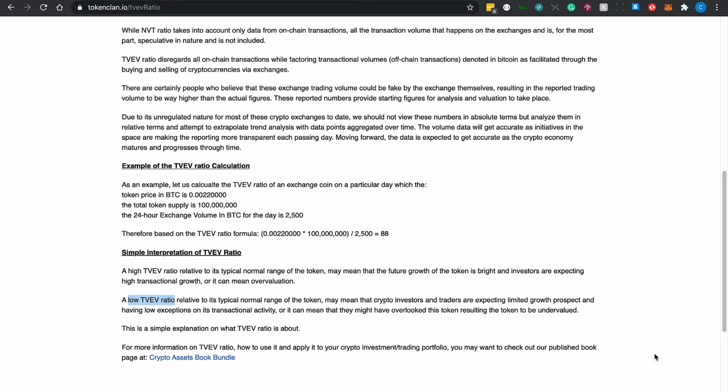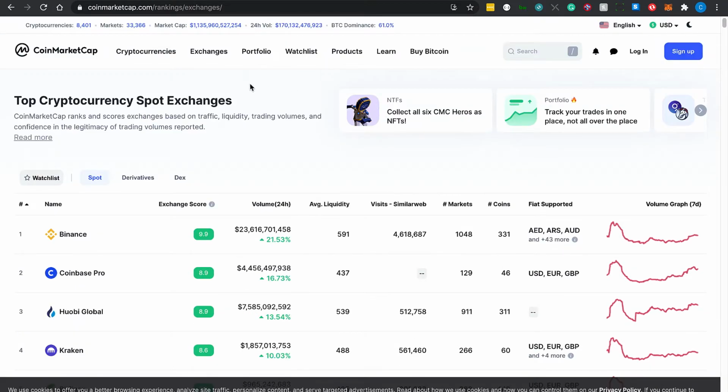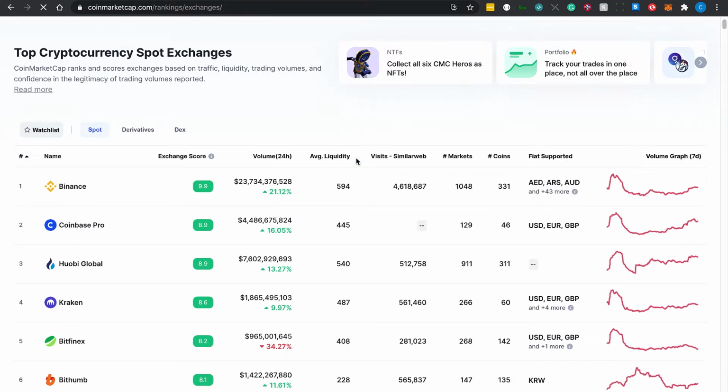This groundwork research is essential to understand more about these crypto exchanges, rather than just diving straight into the numbers and figures. So once you have a good knowledge of these centralized crypto exchanges, you can start to look into their TVEV ratios. What we did was go to coinmarketcap.com or CoinGecko. Right now we just go to CoinMarketCap, and there we go to exchanges, spot, and it should list all the centralized exchanges here.